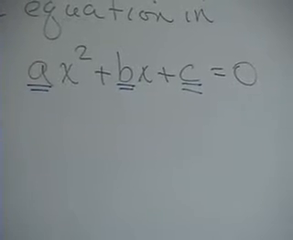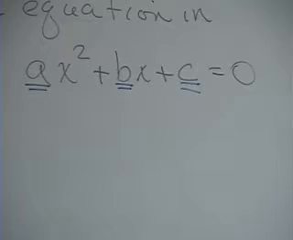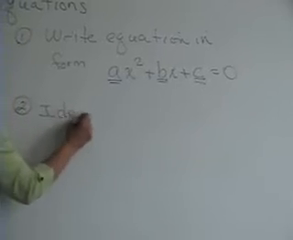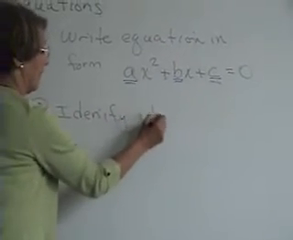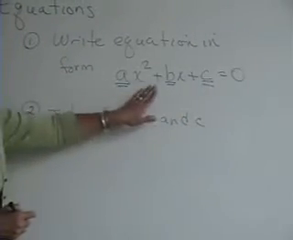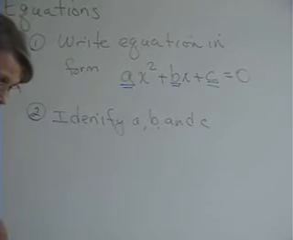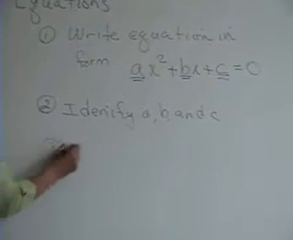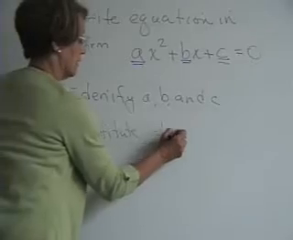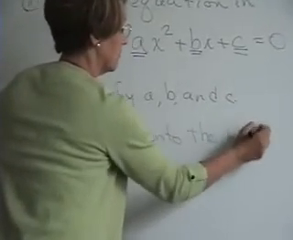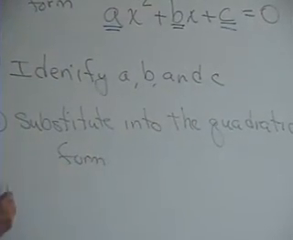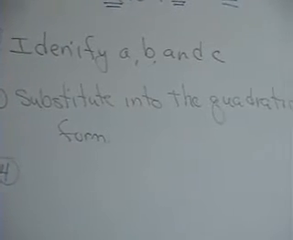So once we get our equation in the form of ax squared plus bx plus c equals 0, the next thing we need to do is identify a, b, and c. Please make sure that you take the sign with the variable. So if this was minus 3, b would be a negative 3. Then we're going to substitute these values into the quadratic formula. We're going to solve for x and simplify.